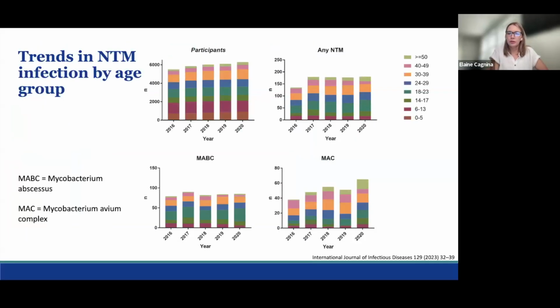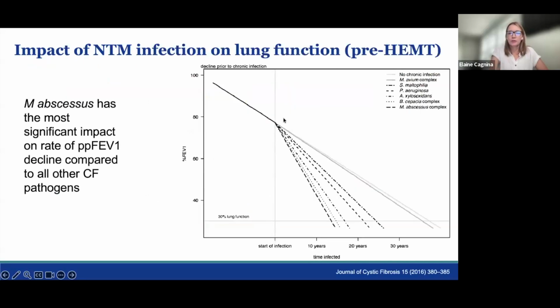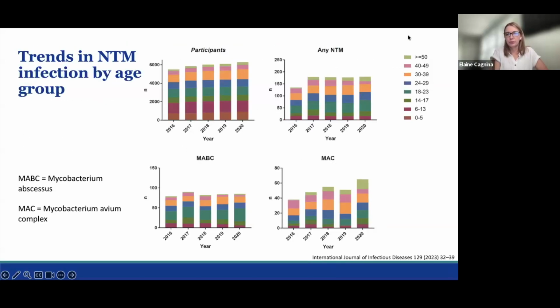Then by age group, this was a study done in Germany looking at all comers in the German registry for CF, and the colors are different age groups. This is all comers with CF based on their ages, and this is any NTM. But I want to show you that this is M. abscessus here, and this is MAC. You can see M. abscessus is largely a disease of younger people, the dark green, dark blue and dark red here. MAC tends to be a disease of relatively older people, the adults in the room, 30 and above.